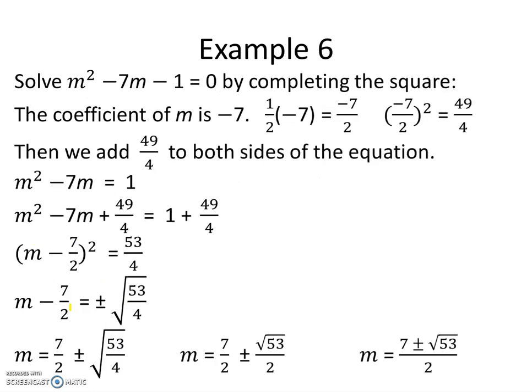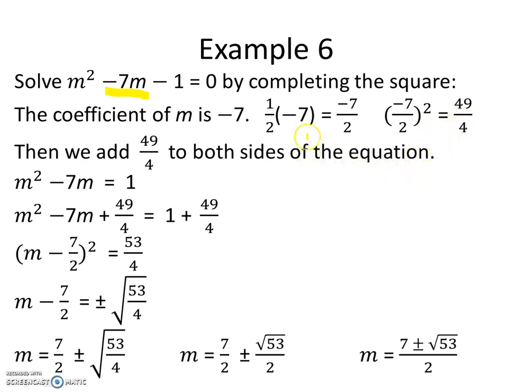On example 6, we have the equation m squared minus 7m minus 1 equals 0. And they tell us to solve it by completing the square. We do the same thing like we had on the previous example. We take the coefficient of just the variable, and it's always the b. So in the middle term, we have negative 7. Negative 7 is the coefficient in front of m. We take 1/2 of it, which is negative 7/2. Then we always square that, and when we do that, we get 49/4.